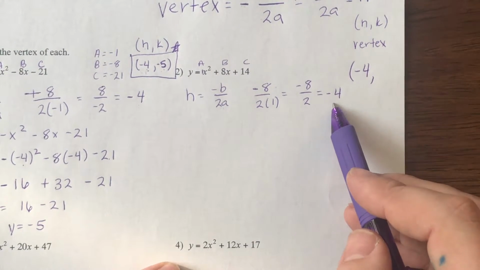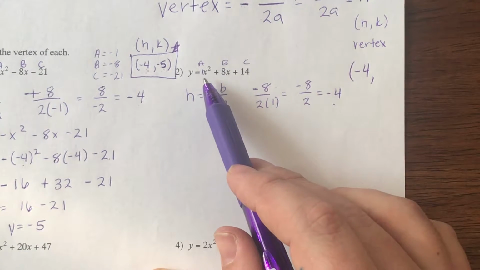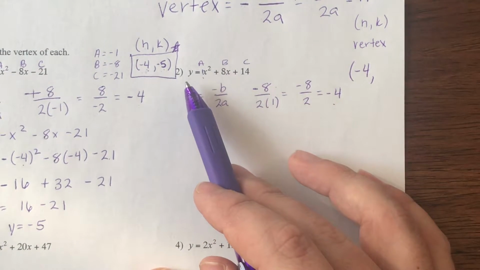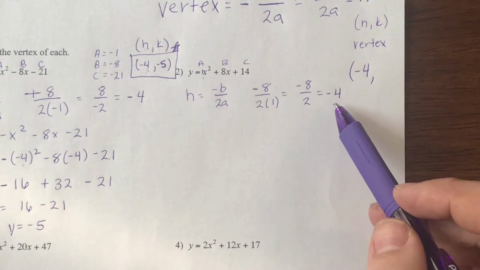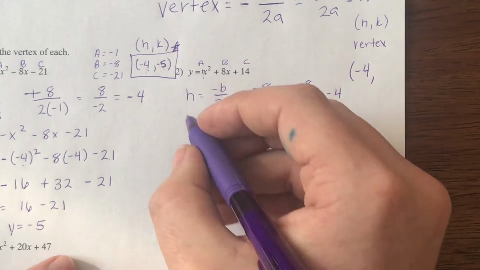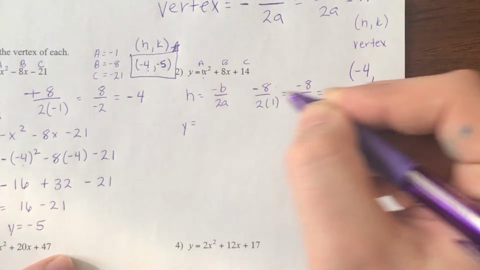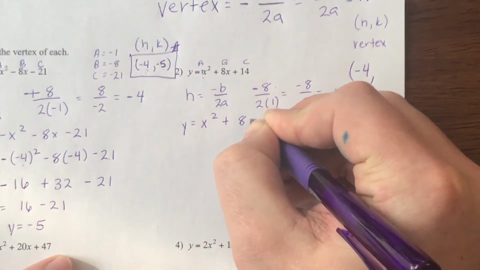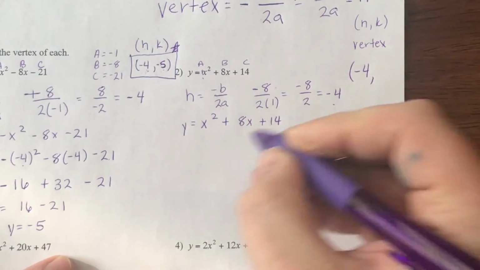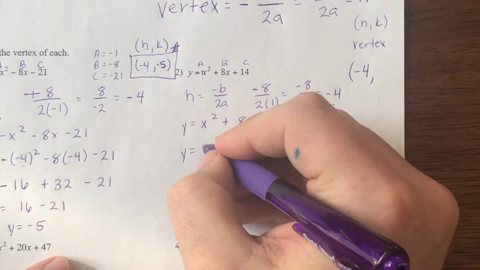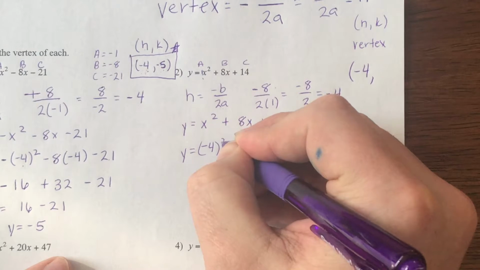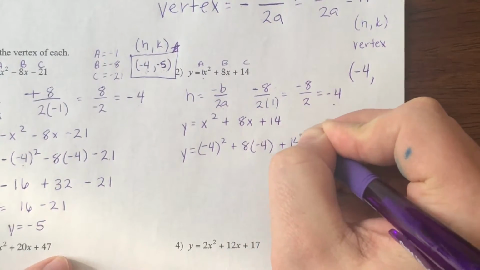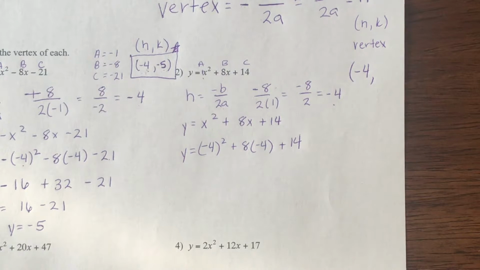Now I'm going to take this and plug it back into the x. What I'm trying to say is, when x is -4, what is the y? Because I know that when x is -4, that's part of the vertex. So plug it back in. y is equal to x squared plus 8x plus 14. So I say y is equal to -4 squared plus 8 times -4 plus 14. Again, that's just me substituting everything.